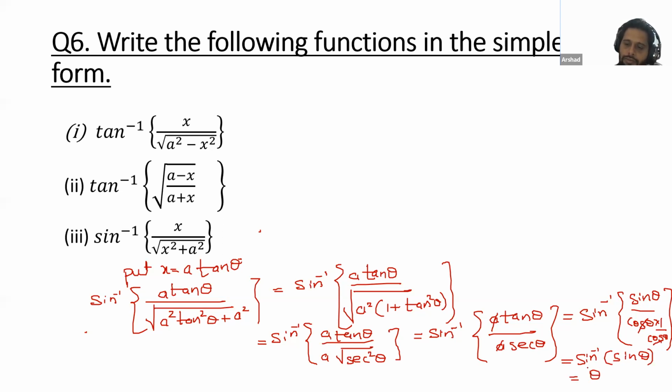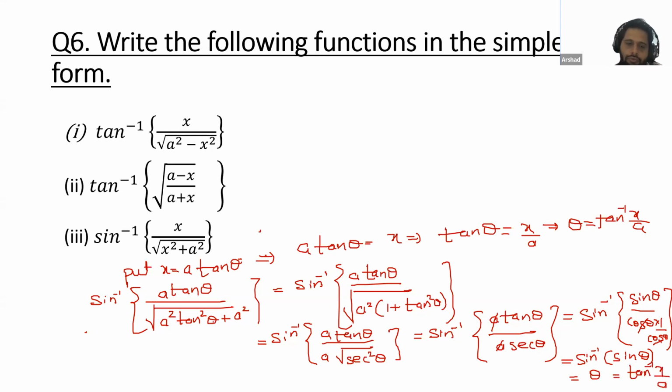Final answer is theta. And what theta value will you get from here? You will get a tan theta is equal to x. So tan theta is equal to x by a. So theta is equal to tan inverse x by a. Okay. So here we can put tan inverse x by a. So I hope this is clear to everyone. Please note down this, then we will start the next question.